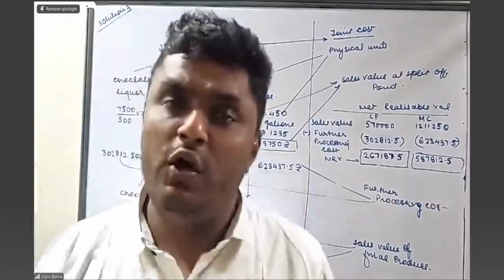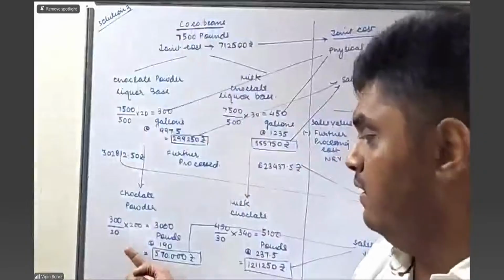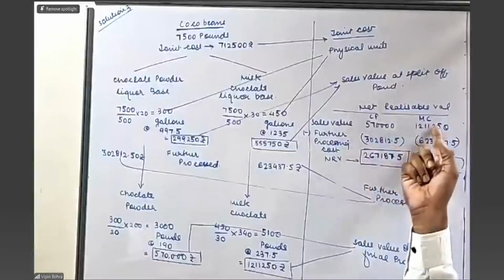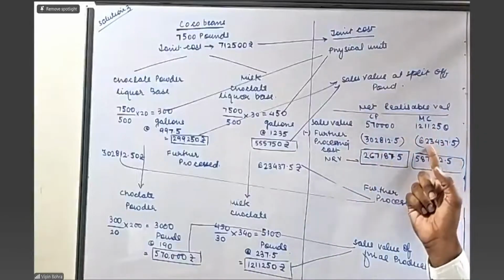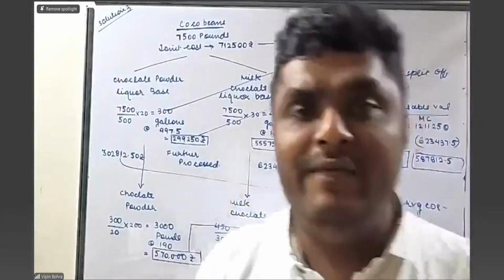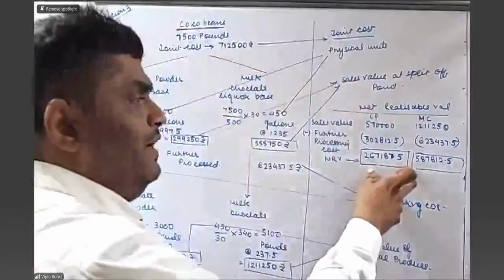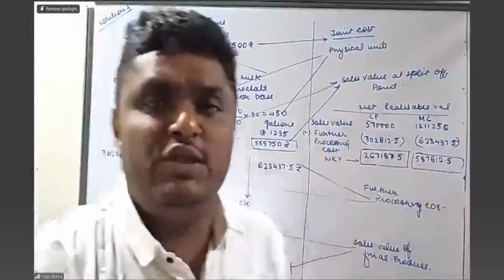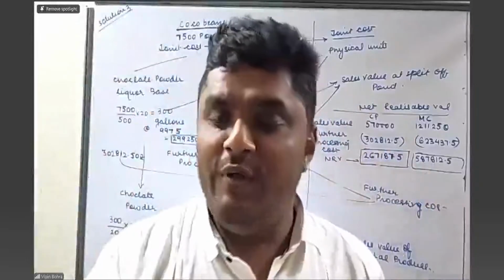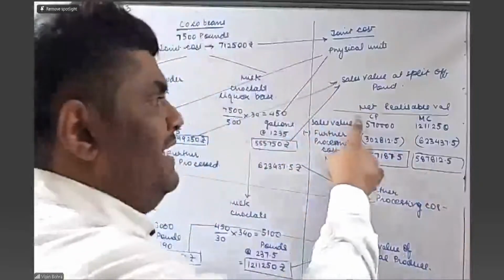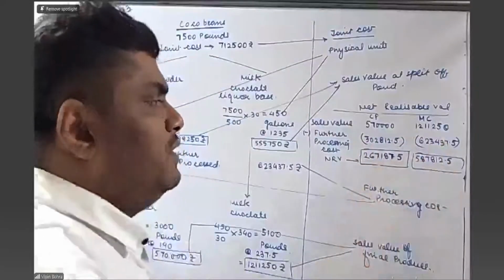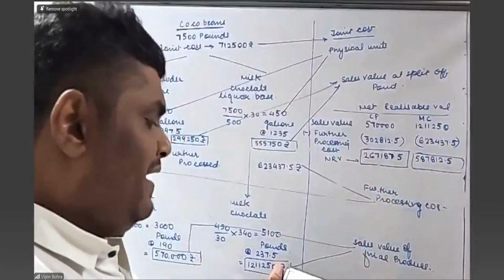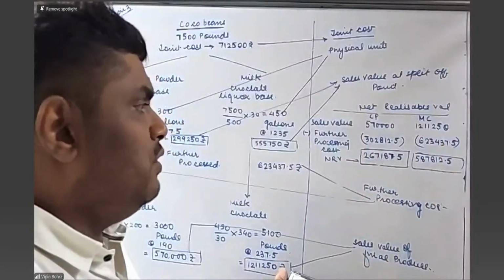When talking about gross margin, also very simple. We have the total sales minus the further processing cost. We get the NRV, that is the profit before joint cost. So calculate the total profit minus the joint cost, and we will get the overall profit of the company. So see, the sales value is this much, the further processing cost is just this much. So how much are we getting after deducting the further processing cost?